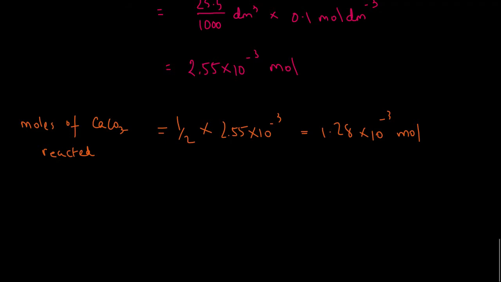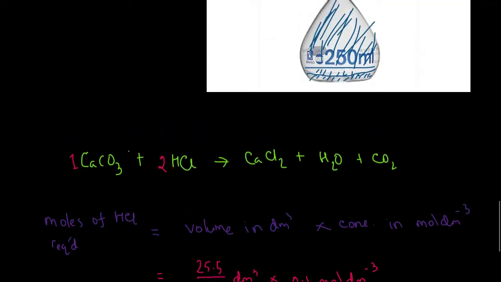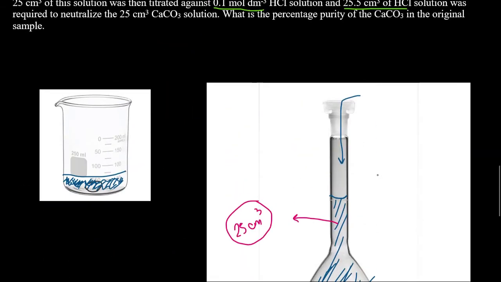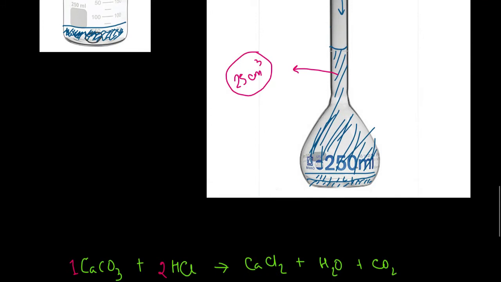So now that I know the moles of calcium carbonate that reacted, I know the volume of calcium carbonate too, right? Because this was in 25 cm cube. So now I know the moles of calcium carbonate, I know the volume of calcium carbonate. So, all right, one important bit here is this much mole is present in 25 cm cube. But this is not the whole of it though. Your calcium carbonate is dissolved in 250 cm cube of it.